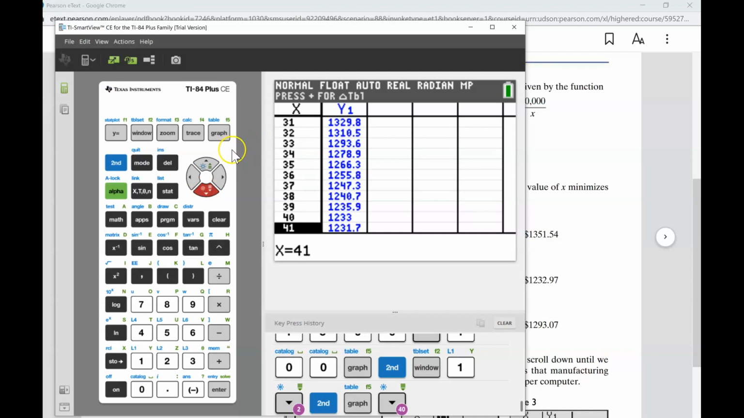But it wants to know the value of x that minimizes the cost. And I can see that sort of right here. I can see that it's going down from 31 to 32, 33. It's going down, down, down, down, down. Okay, 41, it's still going down. But when I get to 43 and 44, it's going back up. So it looks like around 41.